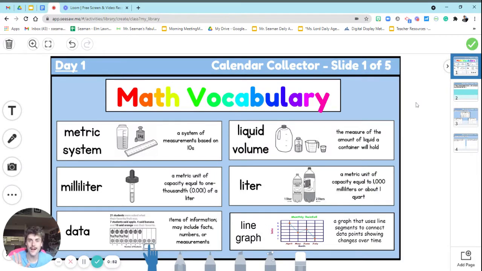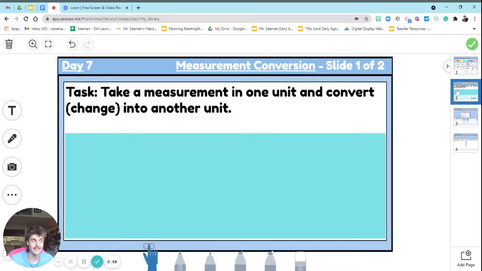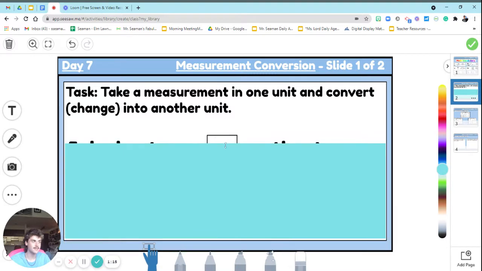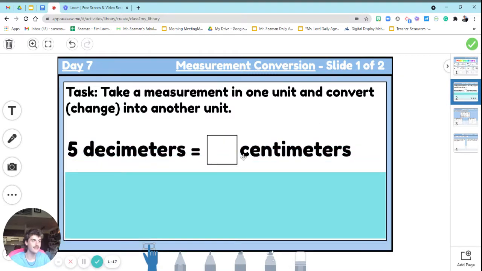Now, let's look at what we're going to be doing today. We're going to be doing a solving problems activity. I want you to take a measurement in one unit and convert it, or change it, into another unit. Go ahead and do that right now. I'm going to do the first one right here. It says 5 decimeters equals blank centimeters.